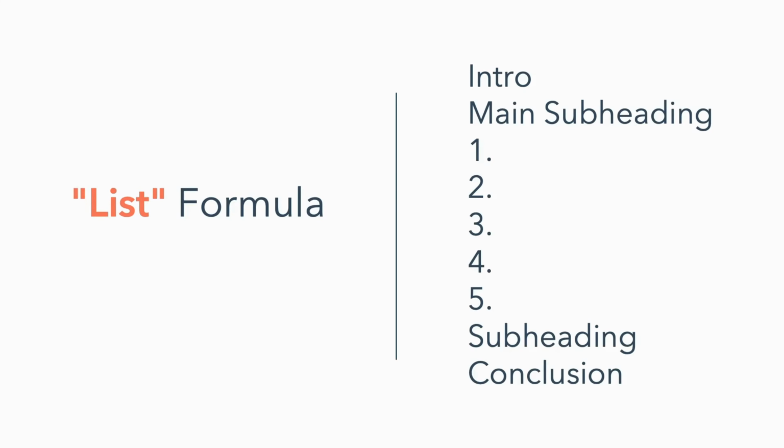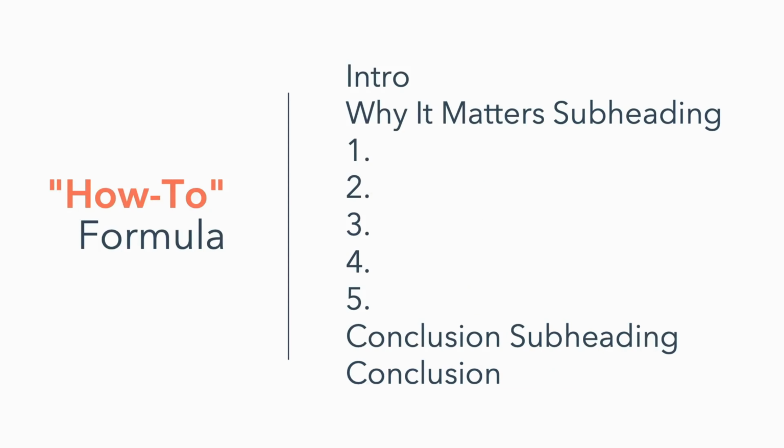One easy structure to use is the list formula. Starting with an intro, list out the main points of the article, and then wrap it all up with a strong conclusion. The how-to formula is another easy-to-use and logical format. It begins with an introduction, there's a section on why this matters to the reader that provides more context, and then you provide details on how to do something in a list format.